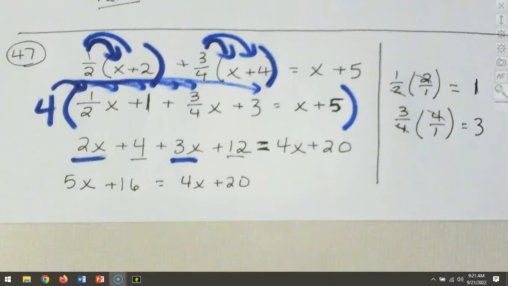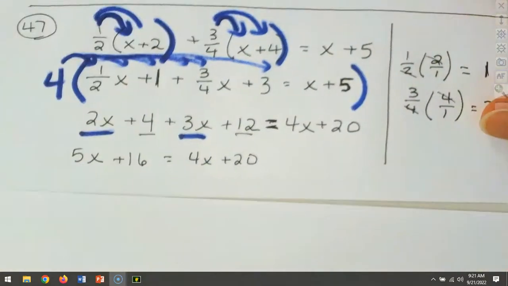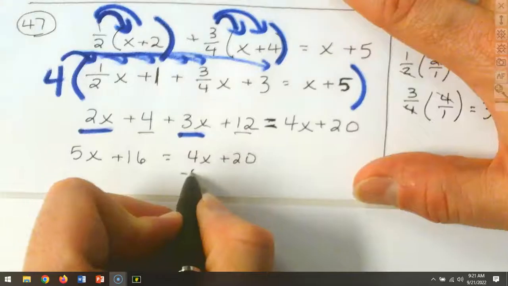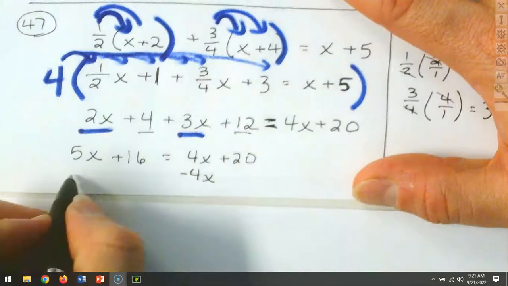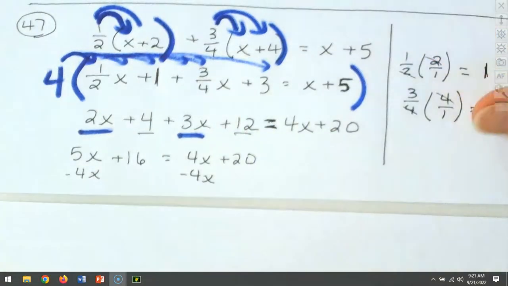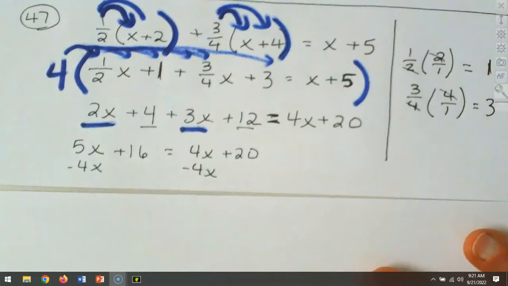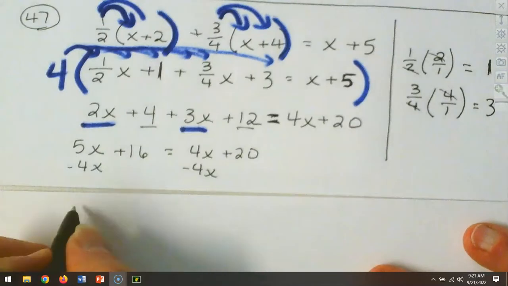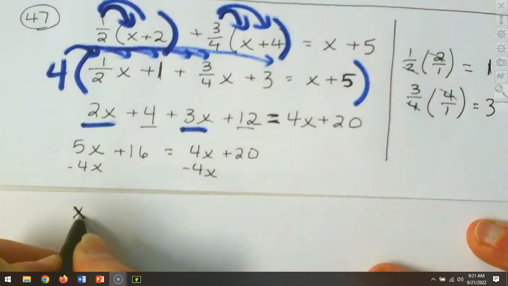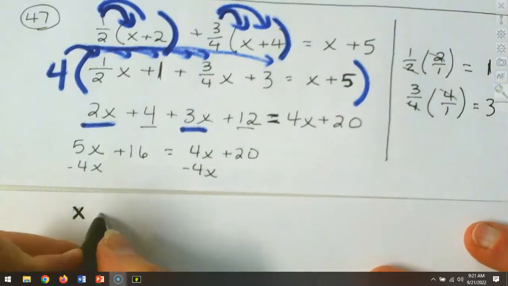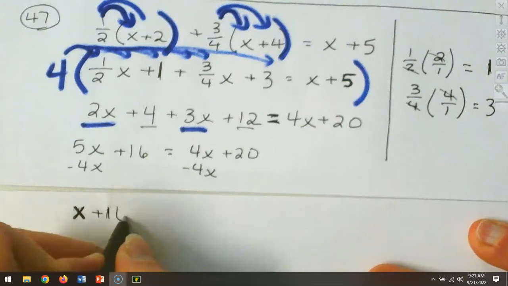What's my next step going to be? Okay, yep, that 4x can go over. So that's going to be my next step. I'll move that 4x over. And when I move that 4x over, 5x minus 4x makes it a single x. You can put the 1 there, but we generally don't. Then we've got a plus 16.